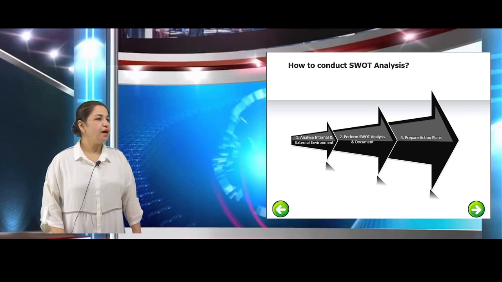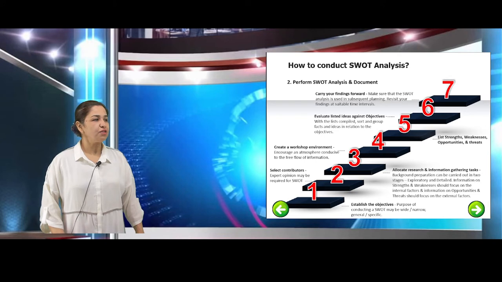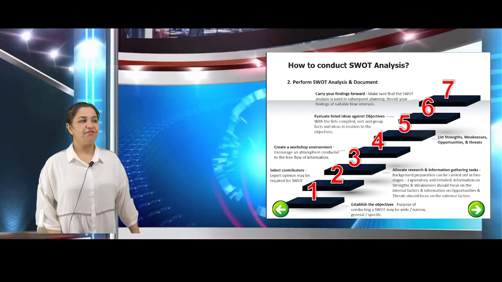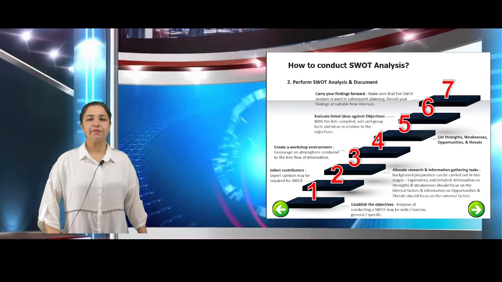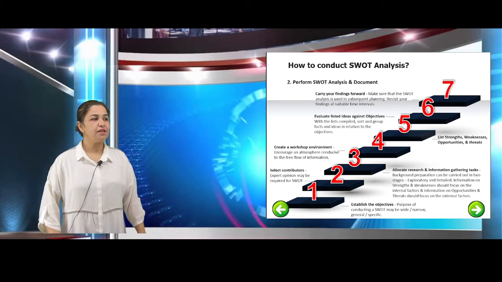So, how to conduct SWOT analysis according to the document? The company should carry about the findings. Make sure that SWOT analysis is used in subsequent planning. Revisit your findings at suitable time intervals. So every quarter annually, the company should learn beforehand what the benefits are, what the losses are, and what is expected about launching new products.